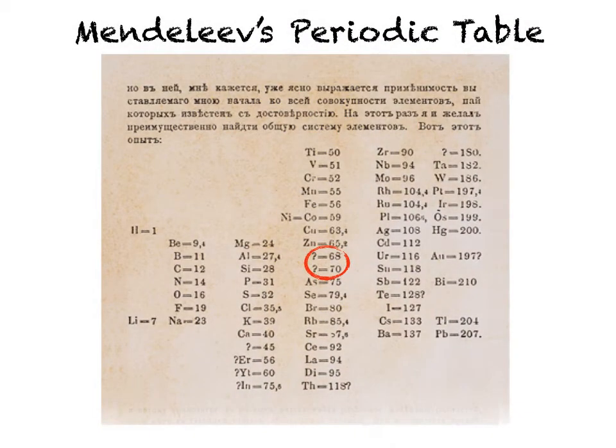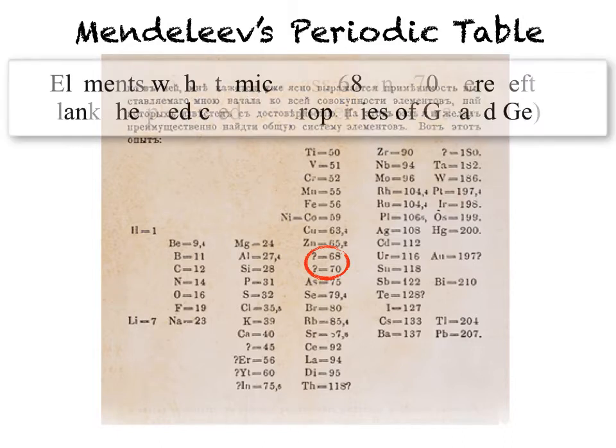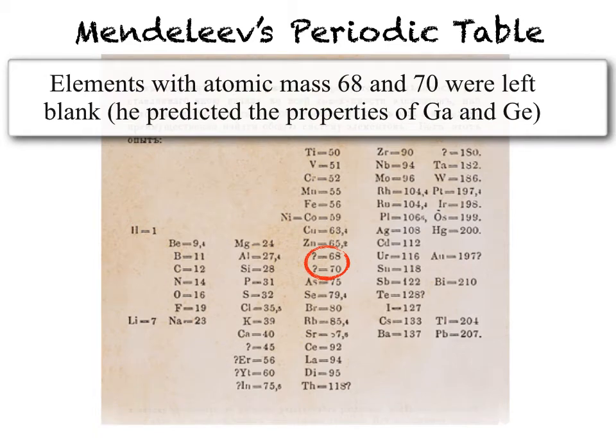Here is his periodic table. Now it's in Russian. But if you look where I have the red circle, he has zinc, and then he has arsenic, and then he has two elements which he assumed had the masses of 68 and 70. And as I said before, when they actually discovered the elements, they almost matched his math exactly. Like I said, 68, 70 left them blank, and he predicted the properties of gallium and germanium almost to a T.